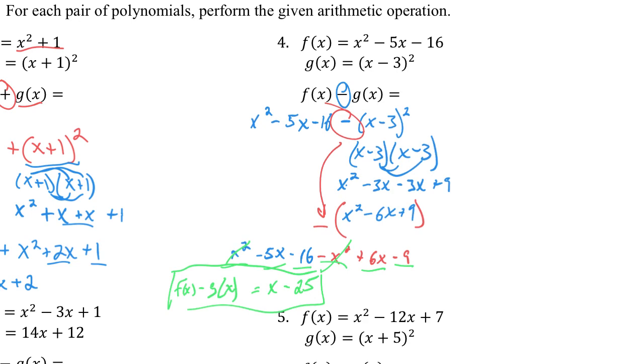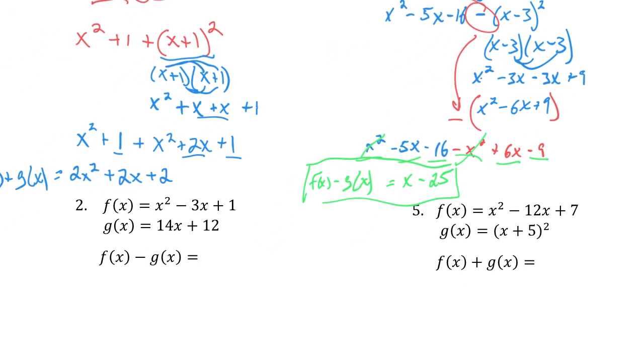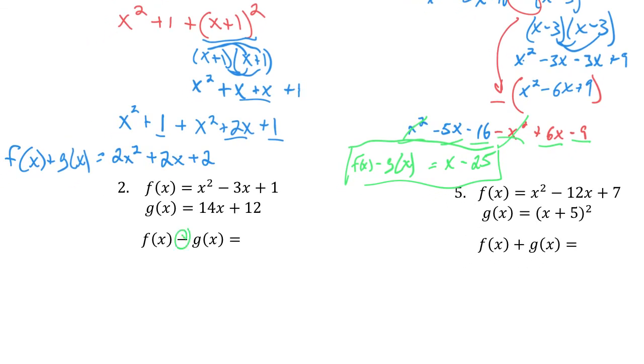Okay, so be really careful with the negatives when you subtract. So for instance, number 2, this negative here is going to affect both the 14x and the 12. There's nothing to square, so you don't have to worry about that. You just distribute the negative into the g function, and then you combine like terms.